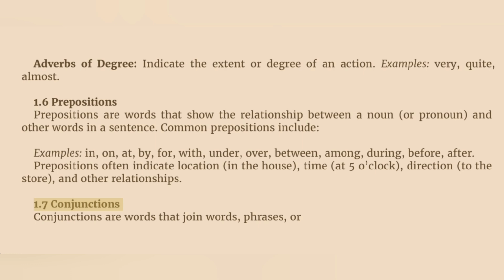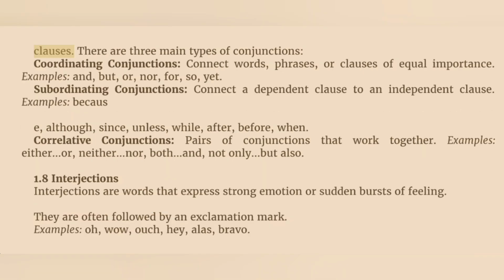1.7 Conjunctions. Conjunctions are words that join words, phrases, or clauses. There are three main types of conjunctions. Coordinating conjunctions connect words, phrases, or clauses of equal importance. Examples: and, but, or, nor, for, so, yet.